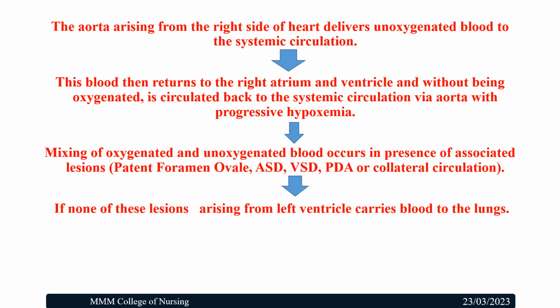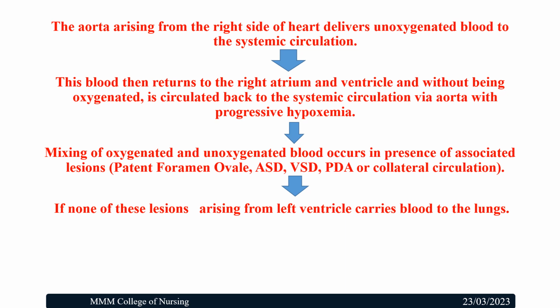The aorta arising from the right side of the heart delivers unoxygenated blood to the systemic circulation. I repeat, the aorta arising from the right side of the heart delivers unoxygenated blood to the entire systemic circulation. This blood then returns to the right atrium and ventricle and, without being oxygenated, is circulated back to the systemic circulation via the aorta, with progressive hypoxemia.